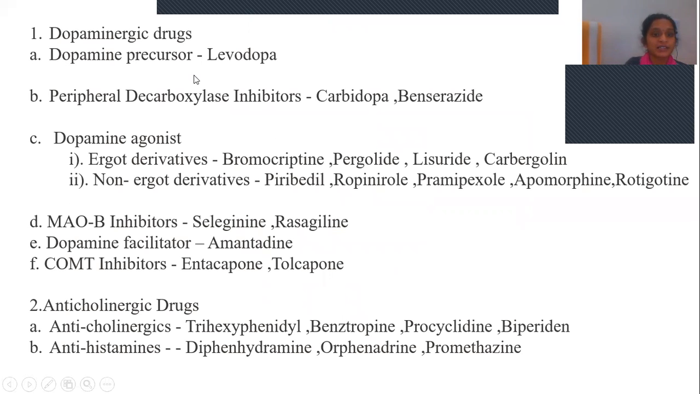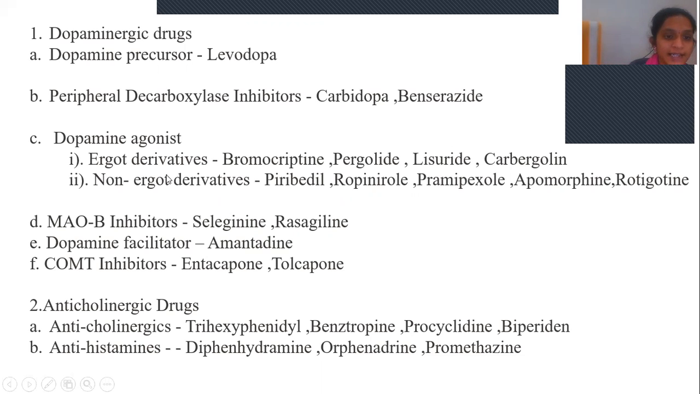So dopamine precursor, levodopa, this you have to remember properly. Dopamine precursor is levodopa because it's a prodrug. After metabolizing, it gets converted into dopamine. Peripheral decarboxylase inhibitors are carbidopa and benserazide. They will prevent the peripheral conversion of active drug to inactive drug. So by inhibiting that step, they will make more dopamine available in the circulation.